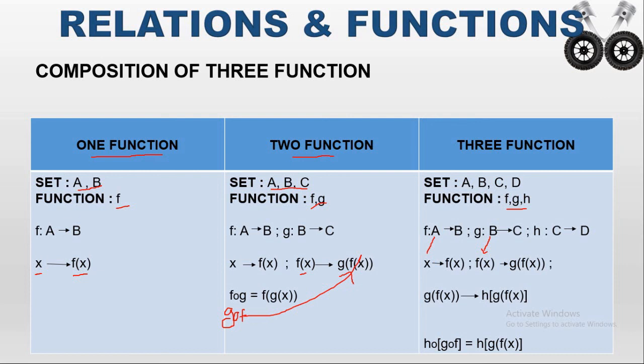Okay, so now in set C, what is the element presented here? In set C, the element presented is G of F of X. Whenever I apply the function H, it will become H of G of F of X. So how can you write the composition? H∘G∘F equal to H of G of F of X.